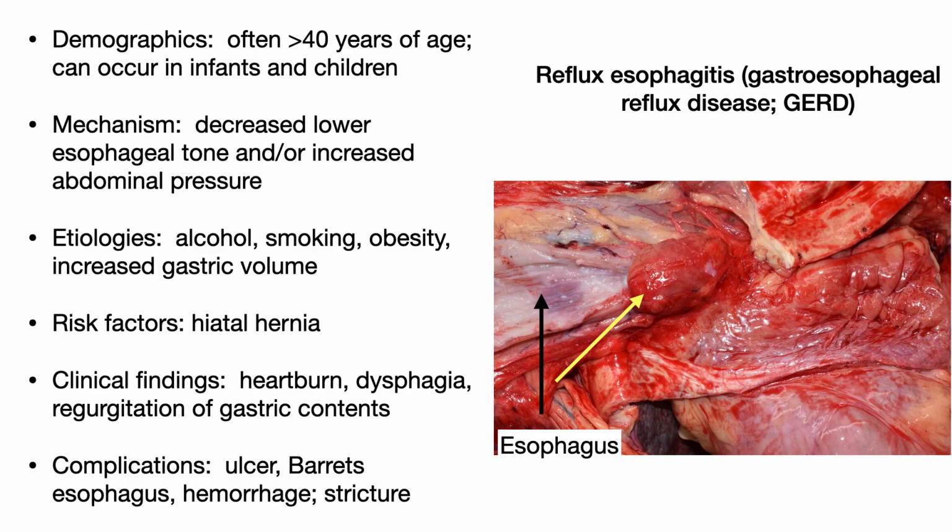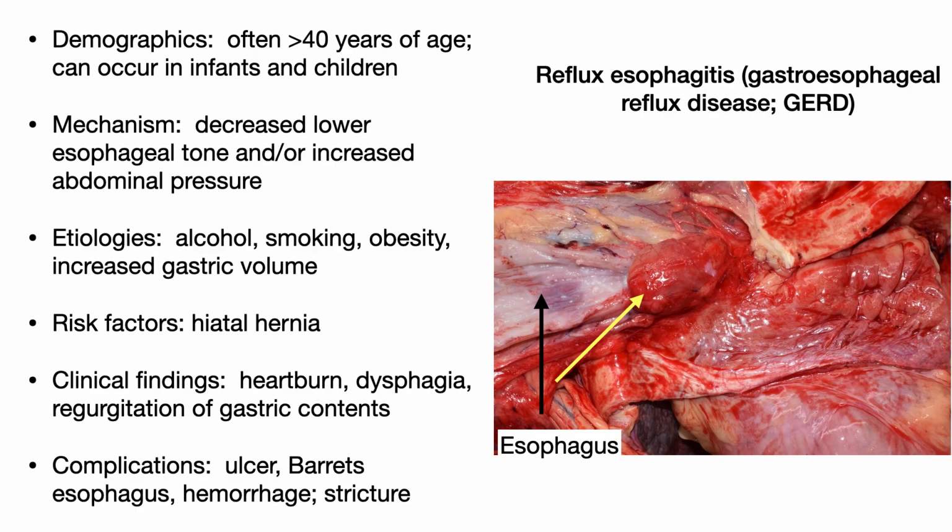Smoking is just damaging. Obesity, that could be from potentially the increased abdominal pressure. And then increased gastric volume. If you have more stuff in the stomach, it's going to put strain on that and allow stuff to leak back up. So to me, if you can look at something and kind of explain it to yourself, or ask how does this make sense, it's a lot better than just memorizing a list.